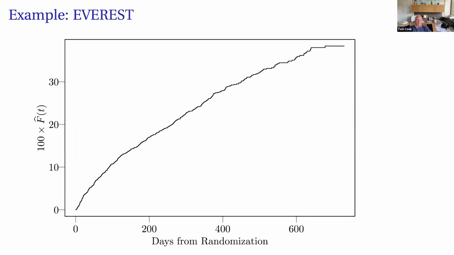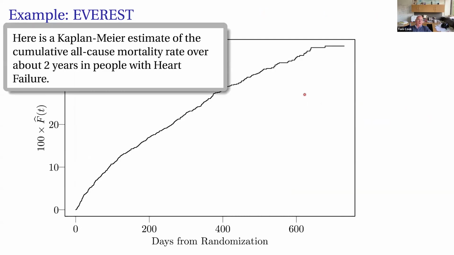EVEREST, this was a heart failure trial. And here what I've done is I've plotted cumulative mortality for about 2 years. This is the Kaplan-Meier estimate of cumulative mortality.